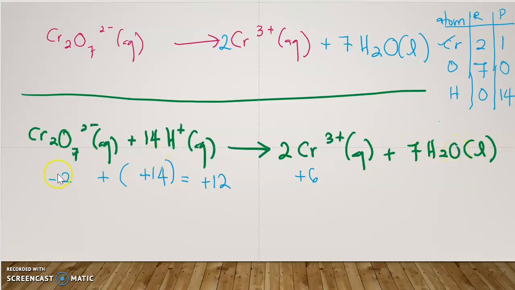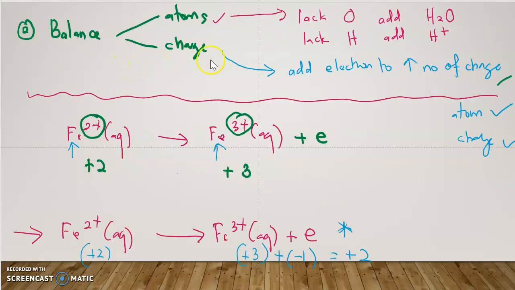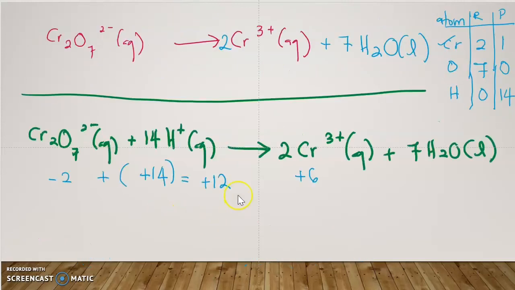So remember, to balance the charge, add electron to the higher number of charge. Right? So in this case, which one has the higher number of charge? Positive 12. So we need to add the electron here to make sure it is similar with this one. So how many electron do we need to add in order to produce positive 6? Electron is a negative charge. So we need to add another 6 electron.